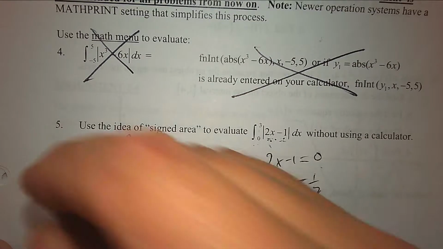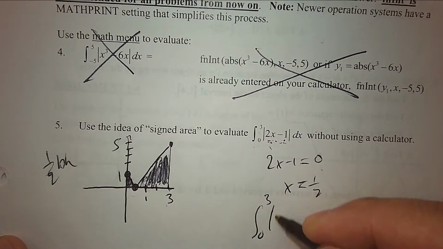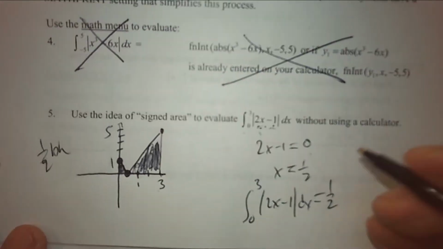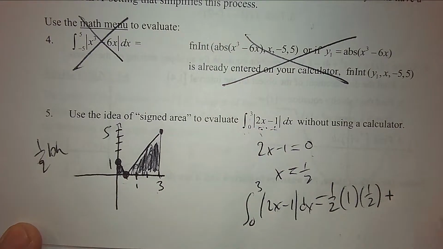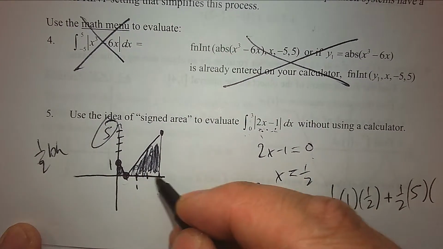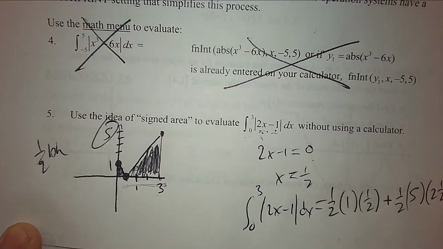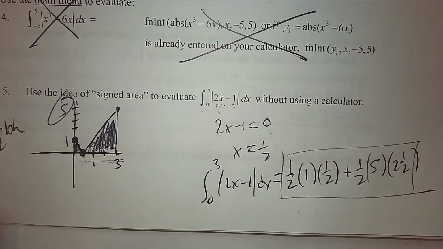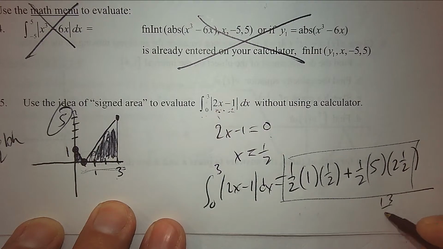What's the area of a triangle? So, if I'm integrating, the answer is going to be, what's the first triangle? The height of it? 1. And the base is 1/2. Right? That's 1/2. What's the second triangle? What's the height? 5. And the base? 2.5. Correct? So your answer is right here. We could simplify that. I'm not going to do it right now. If we simplified it, it is 13/2. But that's like the least of my worries.